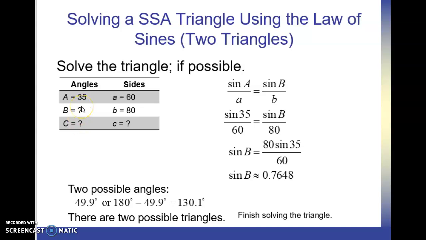Of course, since you have two triangles, you would have two values for angle C. You would use the fact that all three angles total 180 to find that as usual. And likewise, you would have two values for the length of side C.